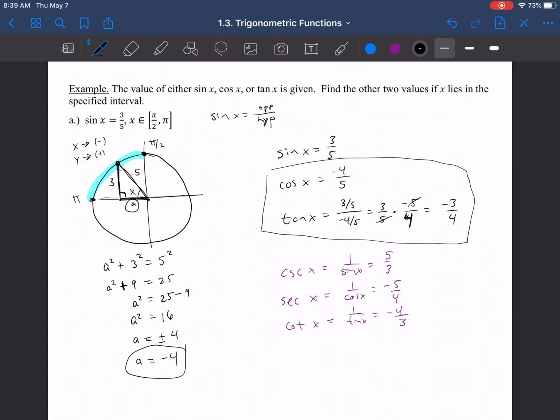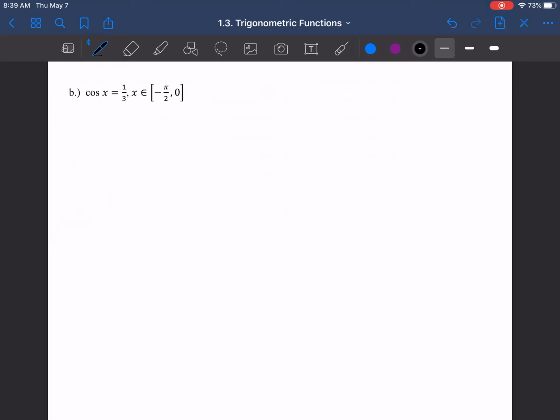Okay, so the next one you can see here is right here. It's asking a similar thing.